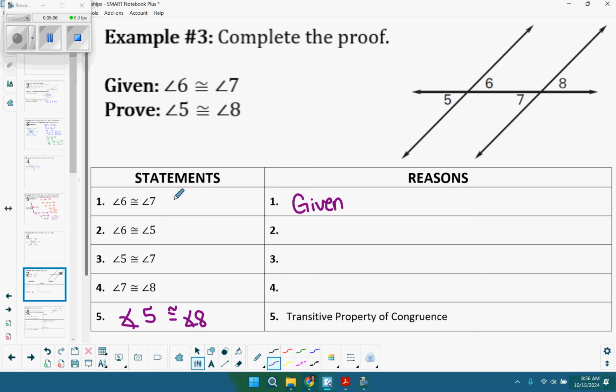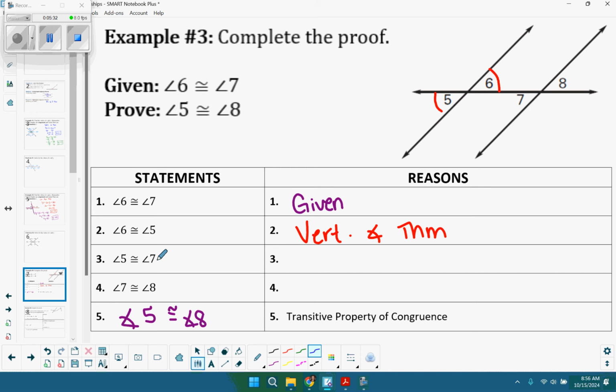So I was given that angle 6 is congruent to 7, and now I'm saying that angle 6 is congruent to angle 5. I've never seen angle 5 in the proof before, so it didn't happen because of step 1. So I'm going to look at my picture, and I'm going to mark where angle 6 and angle 5 are. And I see that these are angles that are across from each other. They're vertical angles. So I can use the vertical angle theorem.